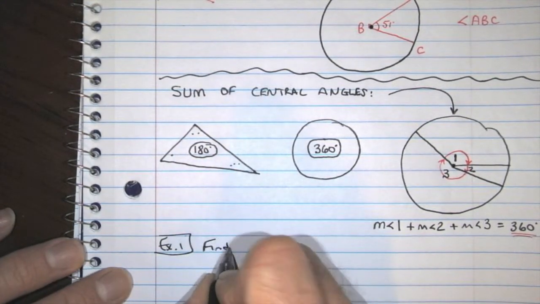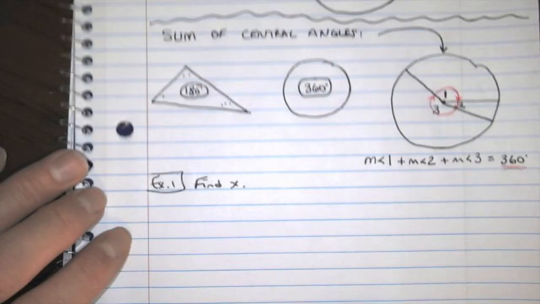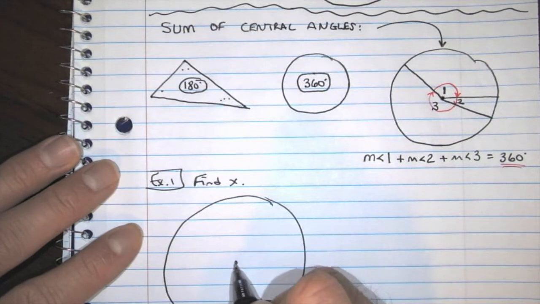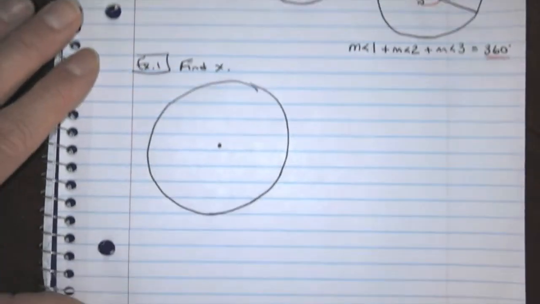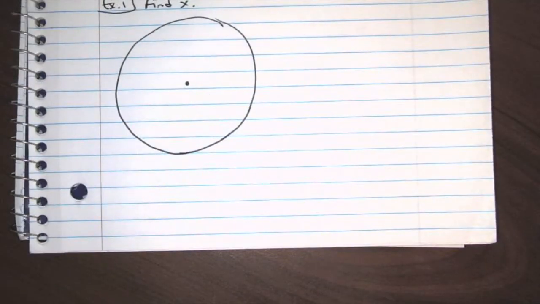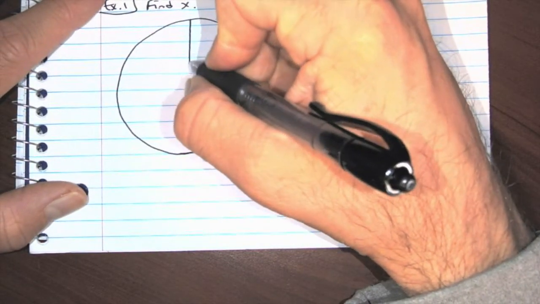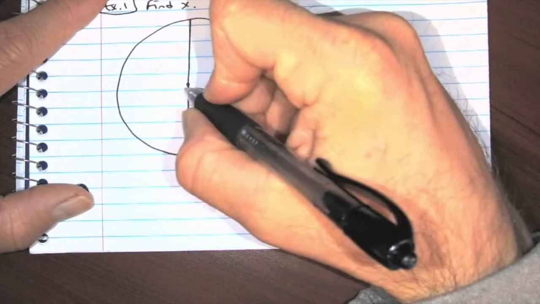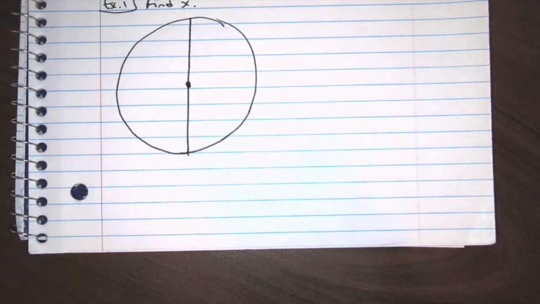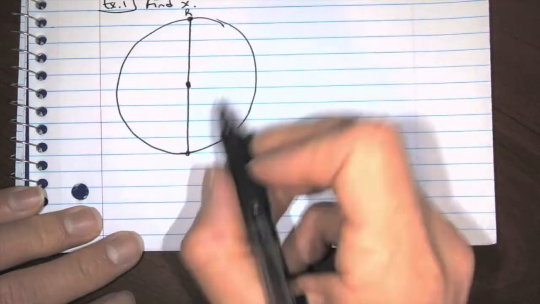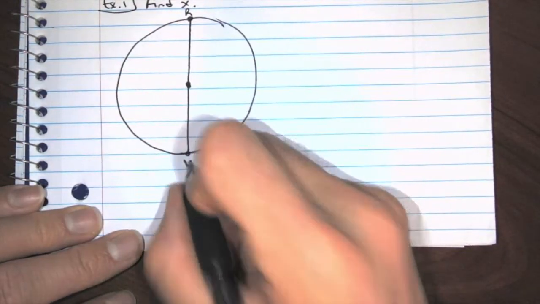I'd like you to find x. Circle time. Center. Okay, let me move this up a little bit. I'd like you to make yourself a diameter from top to bottom. Diameter, of course, goes through the center of the circle. Two endpoints. Let's put the top endpoint R. Had to kind of cram it up there. V.